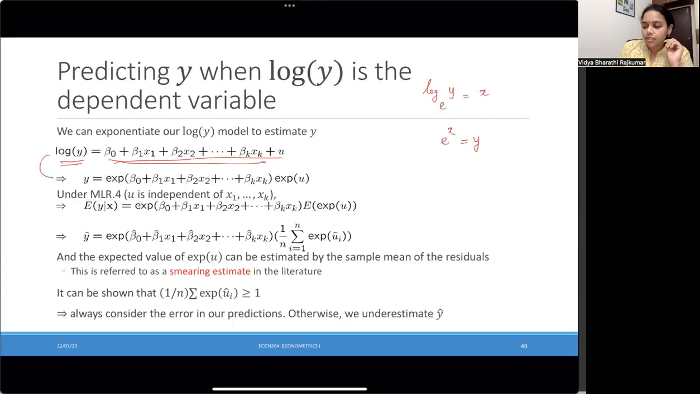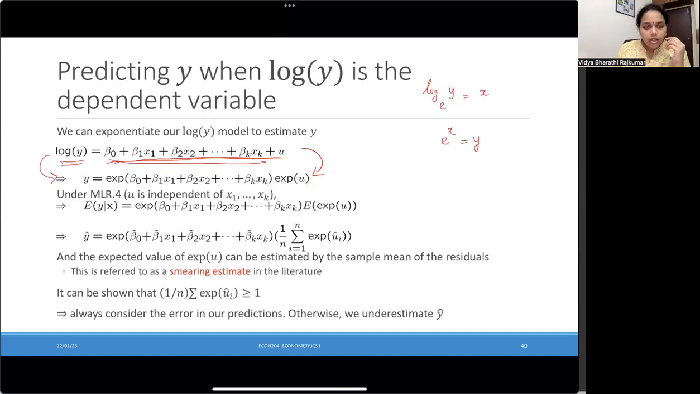Apply the same logic to this model. You can now write Y as the exponent of that entire expression on the right. And you can break that down and write the exponent of just one part containing all the regressors and another part containing the error term.